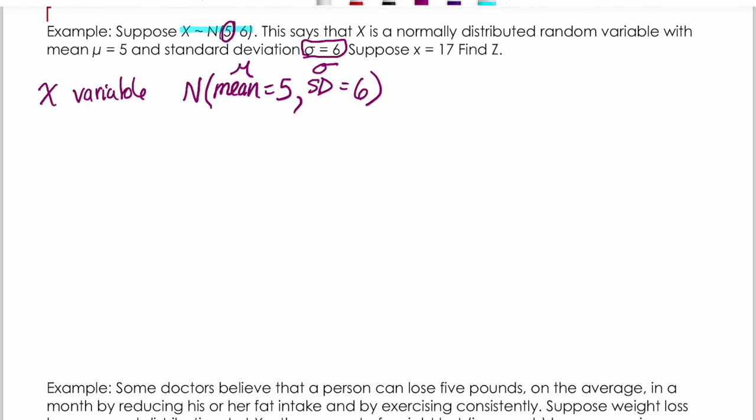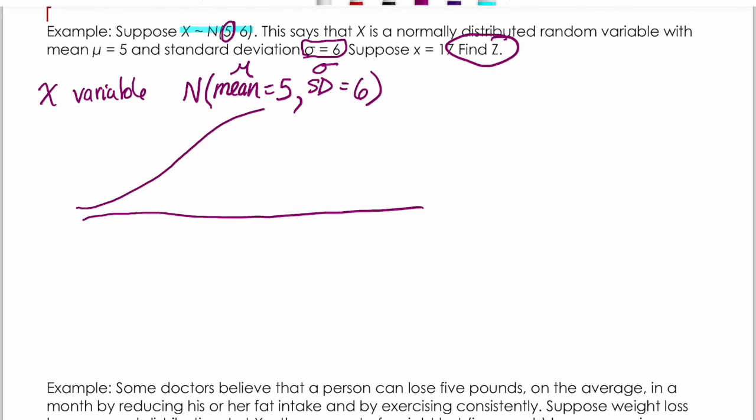Okay, now it says we're going to suppose that x is 17 and we're going to figure out what z is. So, for the sake of practicing, let's look at our curve. Your mean always goes in the center. So my mean is 5. My standard deviation is 6, which means approximately where my curve goes from concave down to concave up, which I'm imagining is about right here. That means that's where my first standard deviation is going to be.